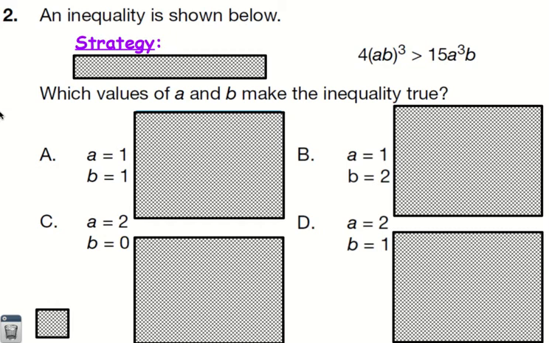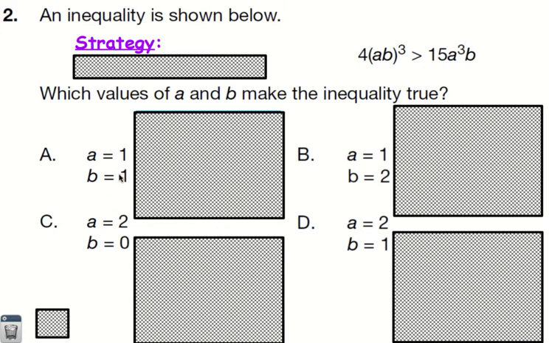Moving on, number 2. They give you this inequality, as it says that all this is greater than this. Know your symbols, please, for goodness sake. This is a greater than symbol. The alligator mouth is open towards the bigger thing. Which values of A and B make the inequality true?